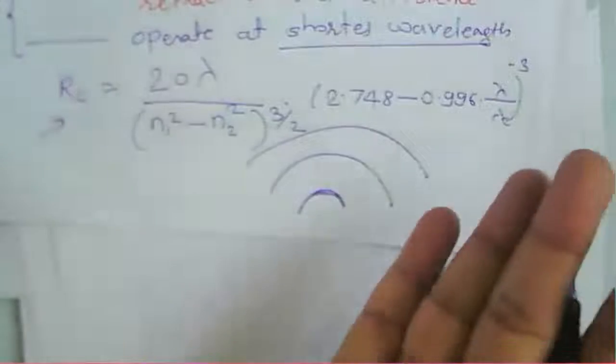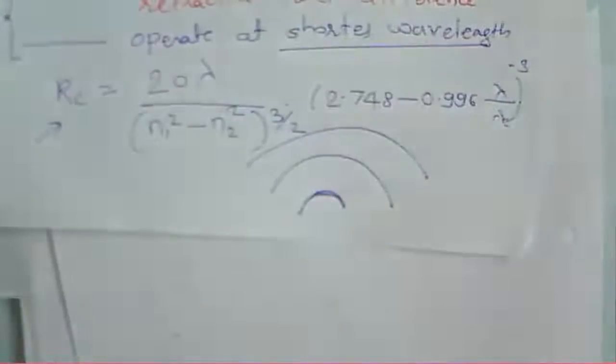So the bending loss depends upon the radius of the curvature. We cannot remove the bending loss, but we can minimize it. We should know at what particular critical values the loss can be reduced. The next topic we will learn is dispersion.